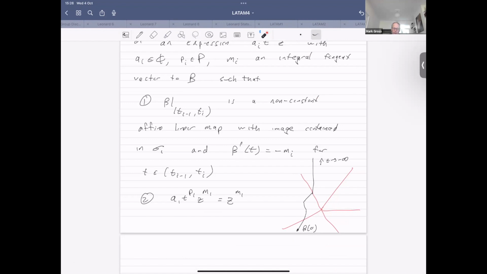Okay, so what this is saying, so if this point here is beta of T1, then this tangent direction here, we're running along in the direction minus M1. And that means in particular, M1 has to actually be a tangent vector lying in the cone. So in particular, I can think of M1 as actually a tangent element of the cone.